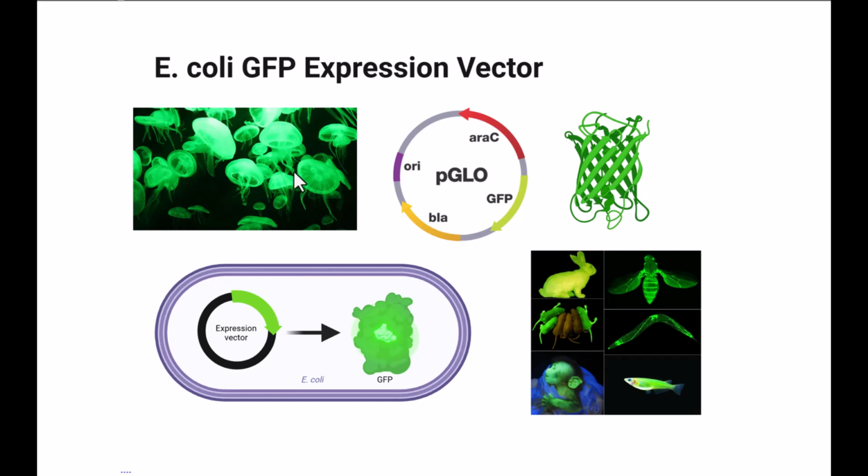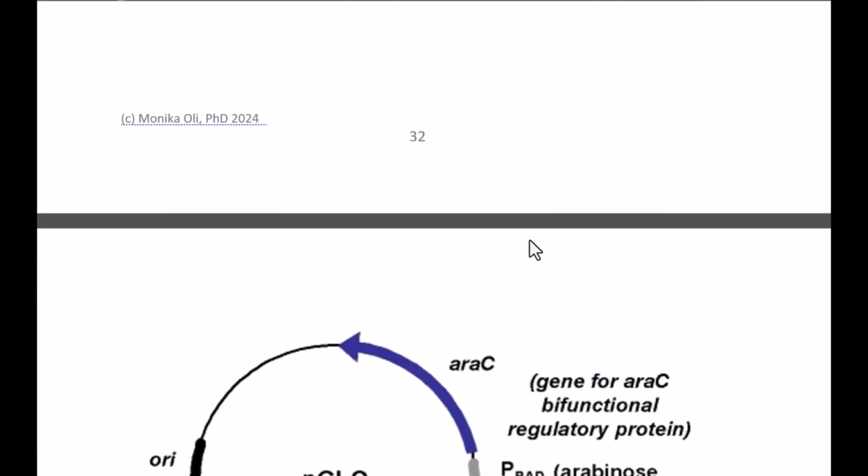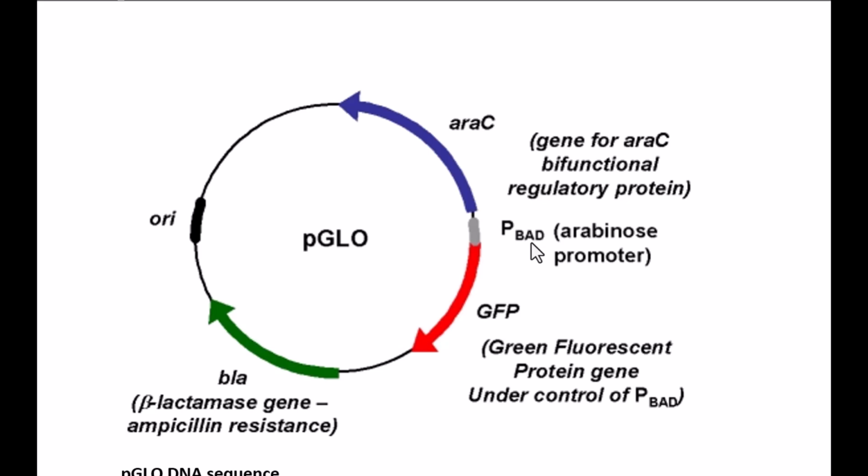Alright, so you can see the vector here in the middle. It's called pGlow, and it has the GFP gene cloned into it. But when you look at it on a molecular level, as we have done with our other genes before, you can see that there's just a couple of different genes. It's got the origin of replication. It's got an ARA gene, a promoter region, and it's got the beta-lactamase gene for ampicillin resistance, so you can grow it up on plates that have antibiotics in it.